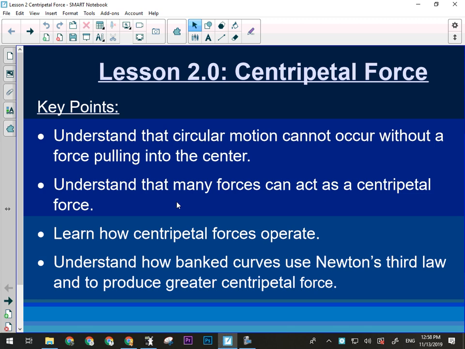Banked curves are excellent for doing two things: reducing the amount of space needed for the interchange and increasing safety. Because banking a curve means we don't have to rely on friction to provide the centripetal force for that corner. We can rely on the bank of the corner to push us back. So we don't have to rely on friction nearly as much.